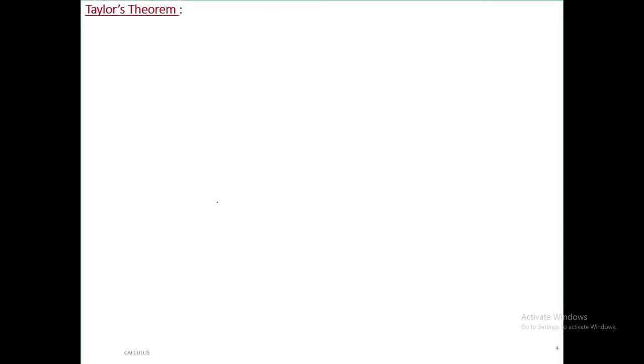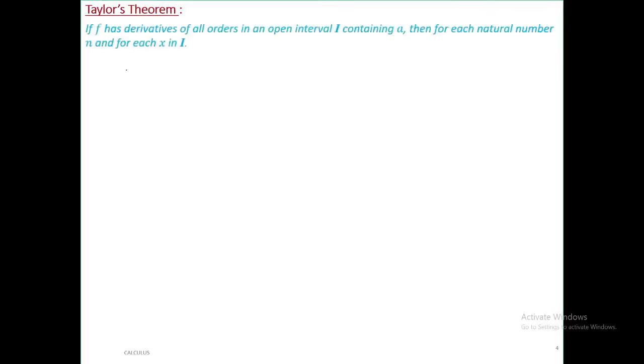Taylor's theorem. If f has derivatives of all orders, that means f dash exists, f double dash exists, f triple dash exists, f fourth derivative exists, f fifth derivative exists, and so on, all order derivatives exist, in an open interval I containing A. So A is an interior point of the interval I.